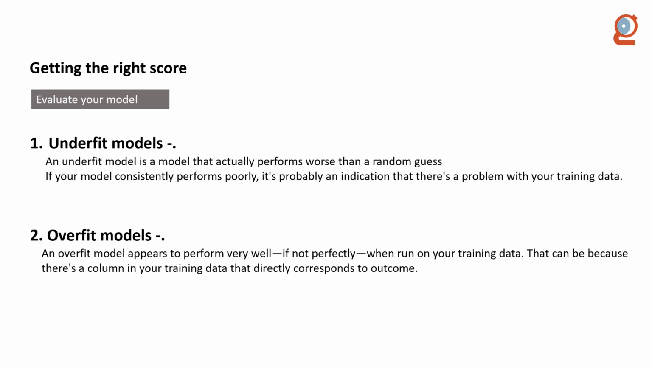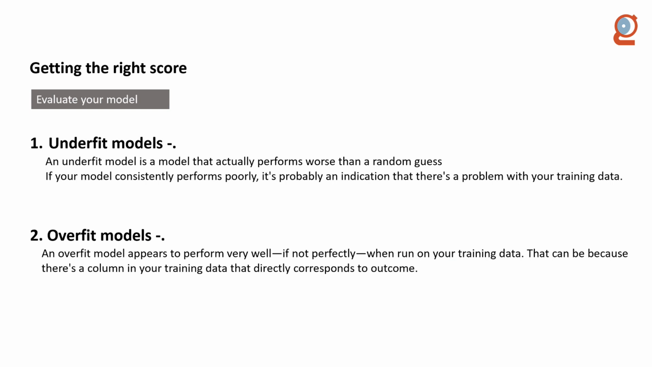So, getting the right score. We have two types of models under this. We have the underfit models, which is a model that actually performs no better than a random guess. For instance, there might be a problem with your training data. If you have insufficient data or some of your data is poorly tagged, then you can get an underfit model. And you can get a poor score, for instance a score like 20% or less.